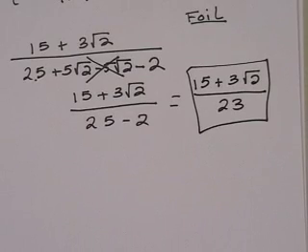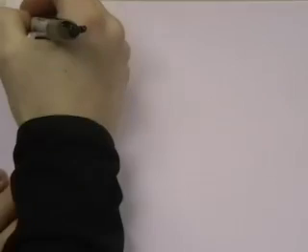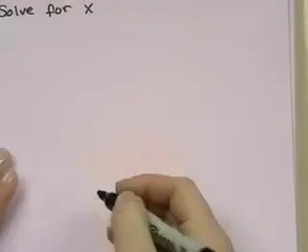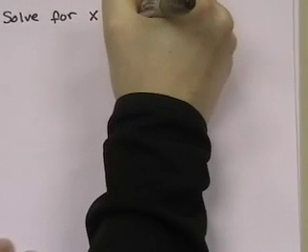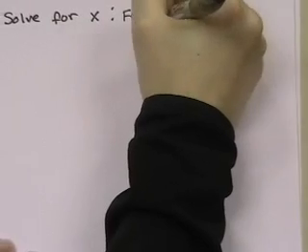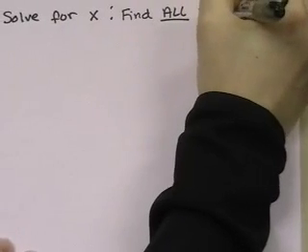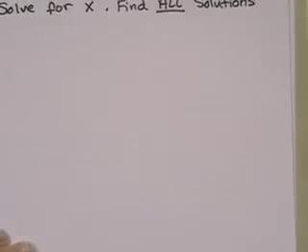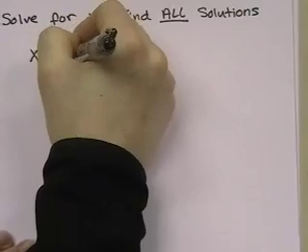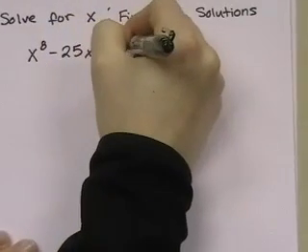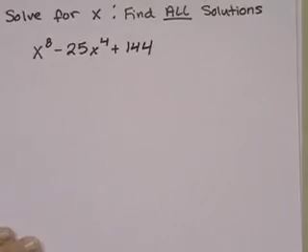All right, last problem I'm going to go ahead and look at. Our directions are going to read, solve for x. Solve for x, I'm going to add one thing. Find all solutions. So my problem here, x to the 8th minus 25 x to the 4th plus 144. I need to find all solutions.